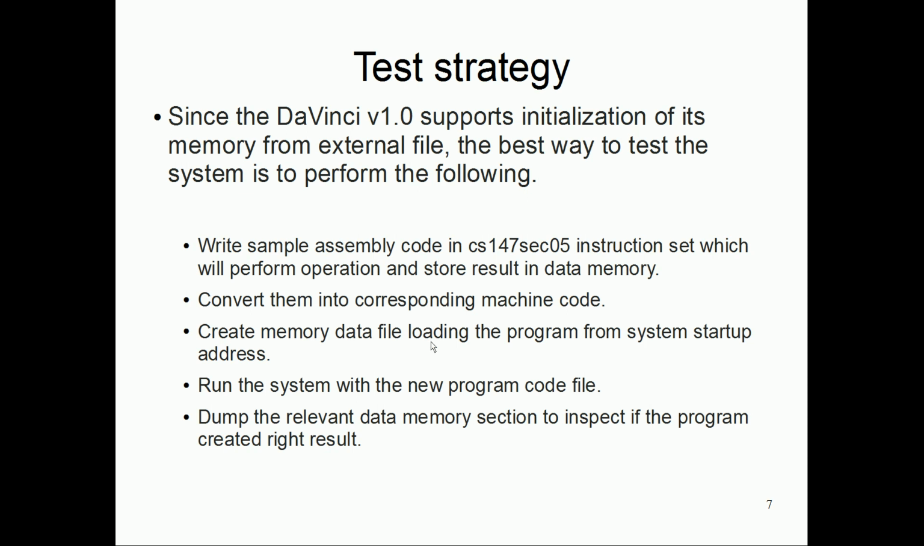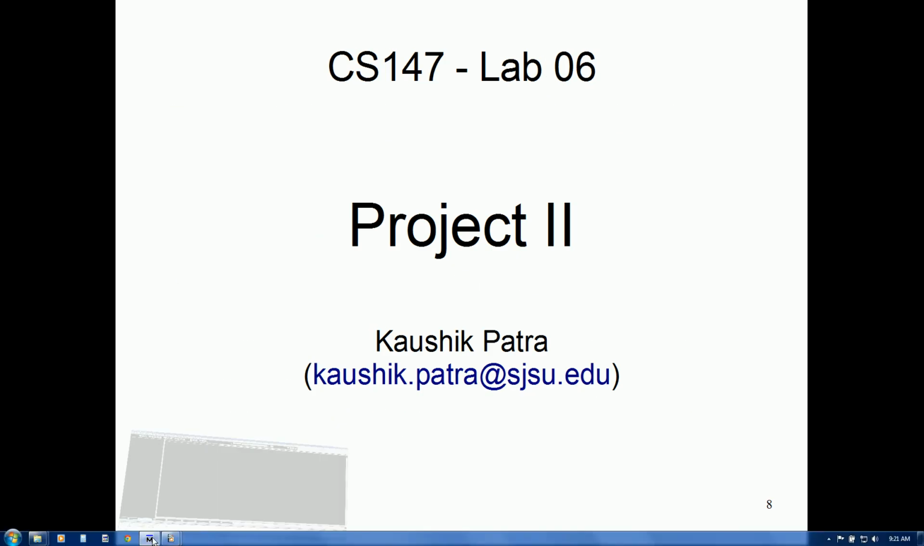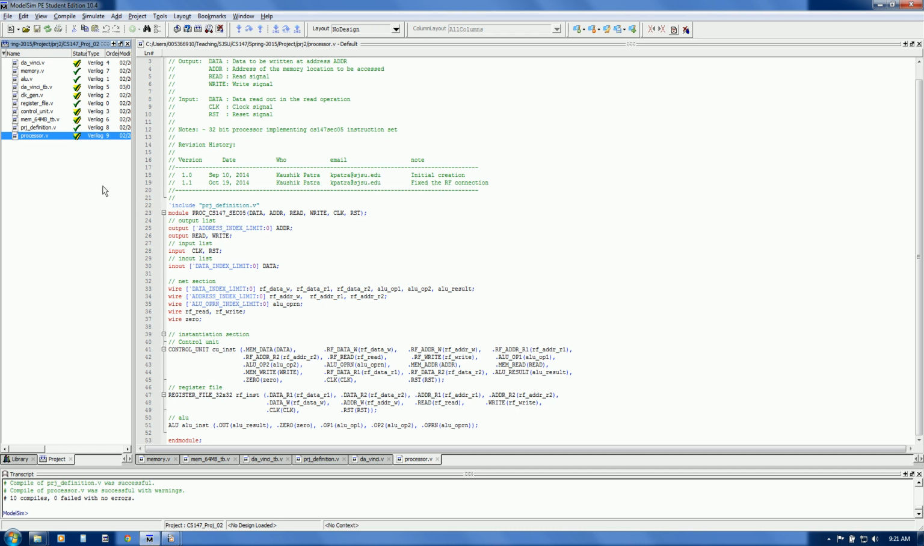Create the memory data file, loading the program from the system startup address, run the system with the new program code, dump the relevant data from the memory section, and inspect whether the program created the right result or not. Okay, so we write our program, convert it into machine code, load the program, and make sure your program actually stores something in the memory as a result, so that you can test it out, dump it and see the result itself. Okay, so we'll now switch to pure ModelSim mode and walk through the other files.